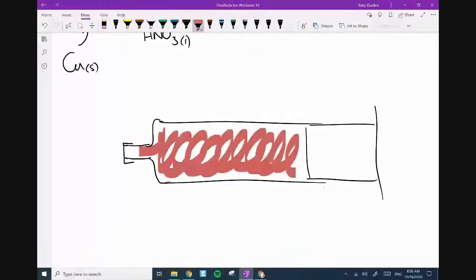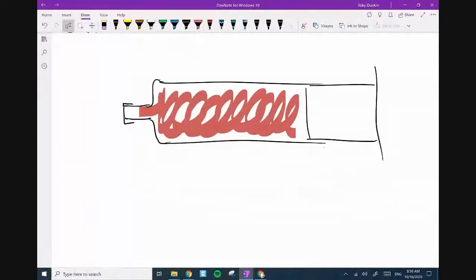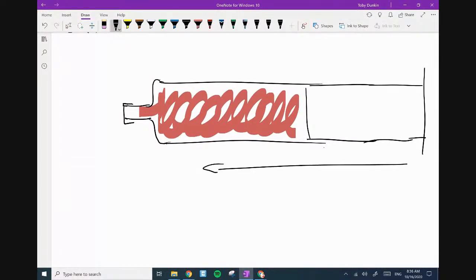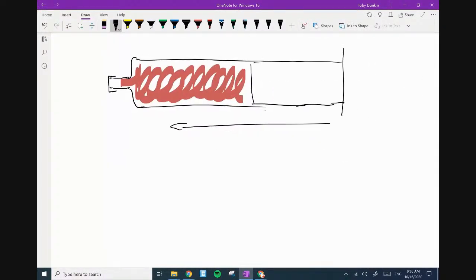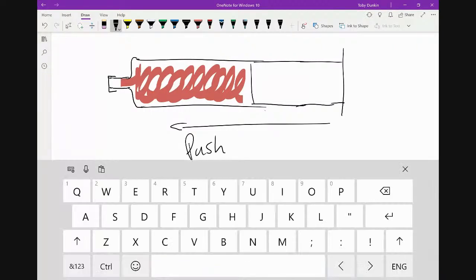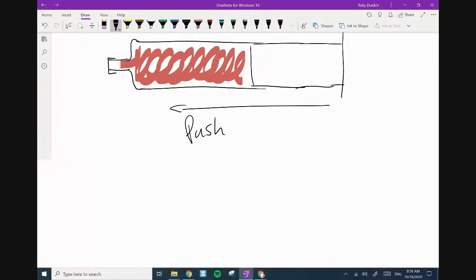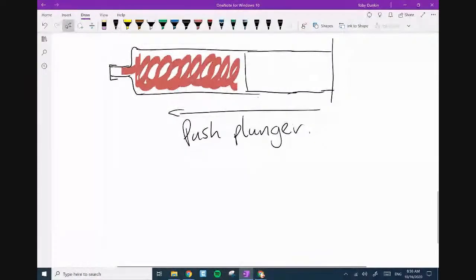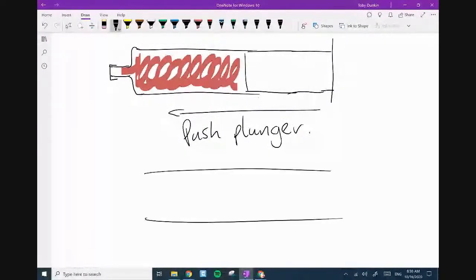Now, there's a really cool thing that you can do with this because it's a gas syringe. I apologize for the length of the syringe being bad, by the way. I'm going to have to push it more than that. So there we go. There's my gas syringe. What we can do is compress the gas. We can squash it. So if I push the plunger down, I'm going to compress and raise the pressure of the NO2.